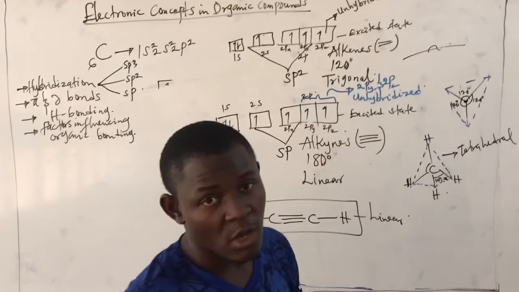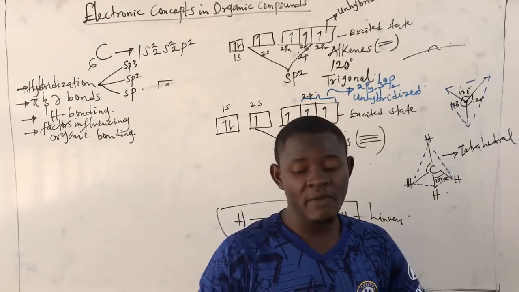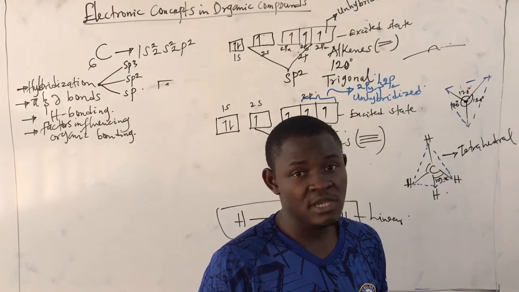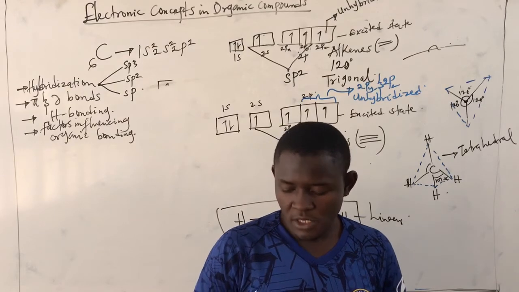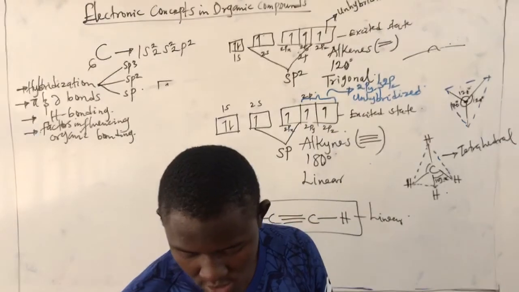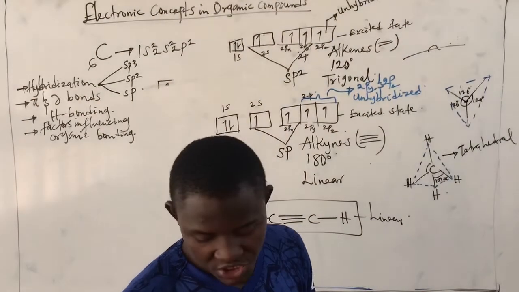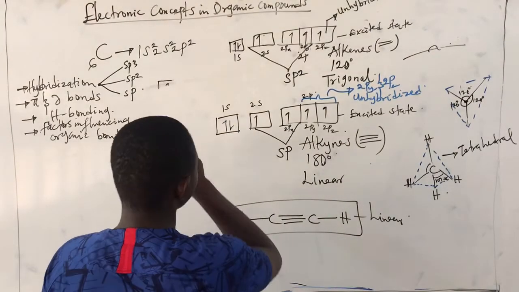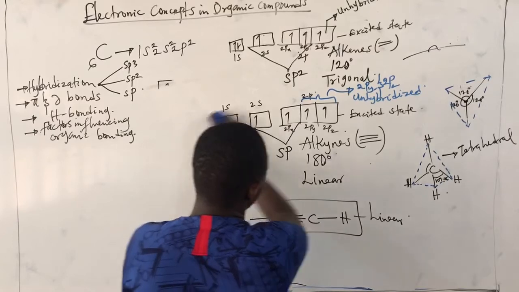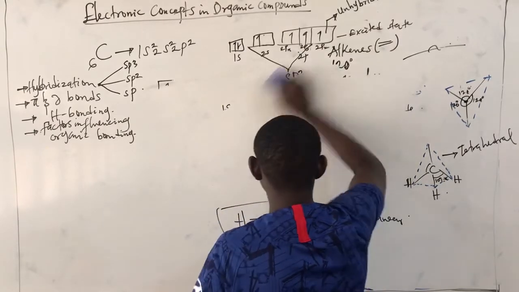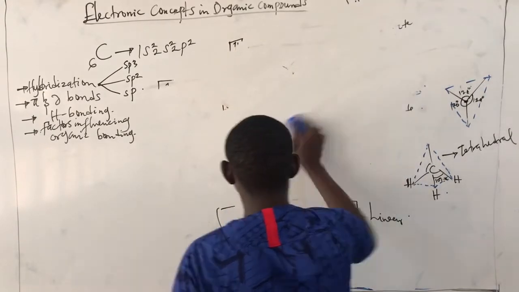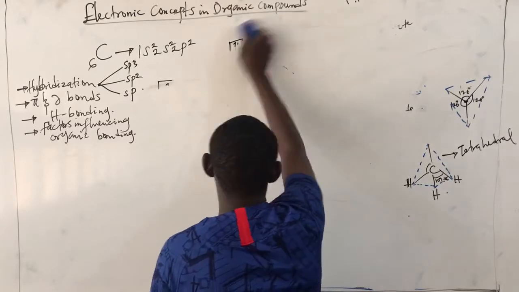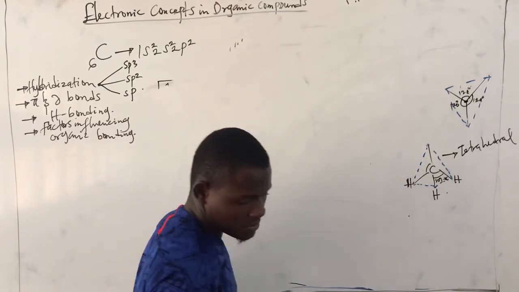sp3 hybridization. However, you might get confused if you have a very complex compound and you are told to determine its hybridization. So what you are expected to do is to just use a general formula which I'm going to give you. So let's say we have this exercise. We are told to determine the hybridization of each carbon atom in this particular compound.